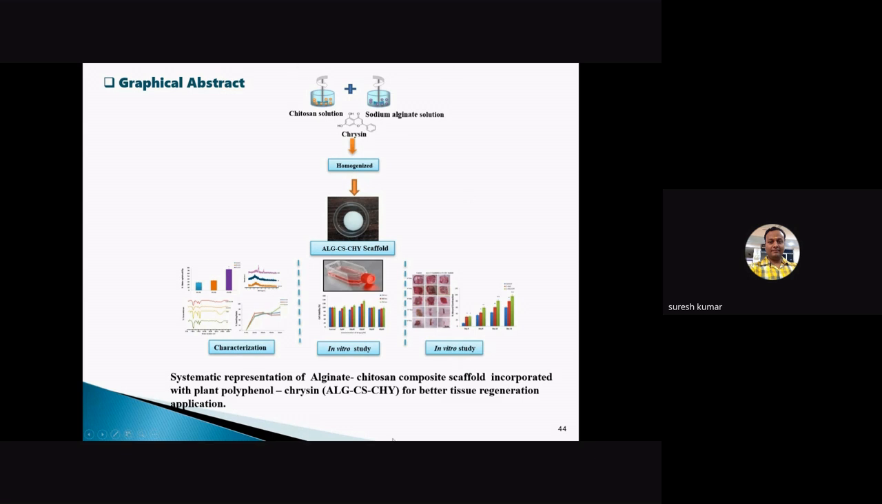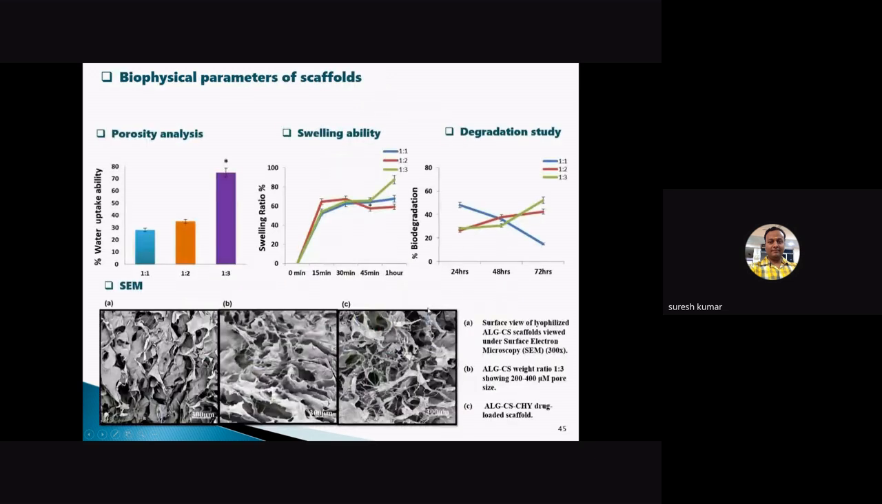This is the overall scheme. We mix the chitosan solution with sodium alginate, the polysaccharide, then the chrysin polyphenol is homogenized, and simply we make it by the sol gel method as a spongy substance, and detailed chemical characterization in vitro and in vivo have been done. So this is some of the porosity analysis. I just want to show it very fast because these are very simple.